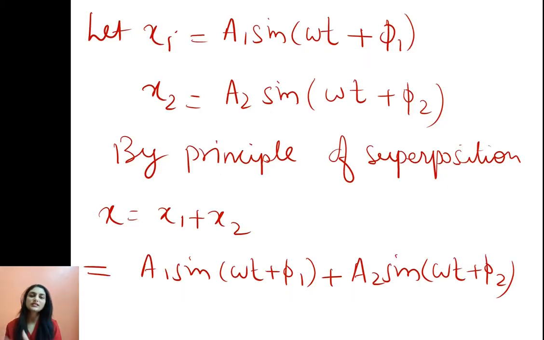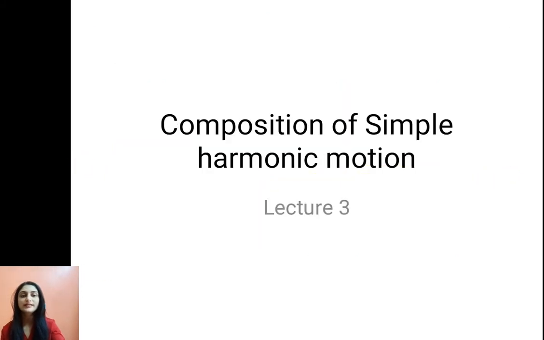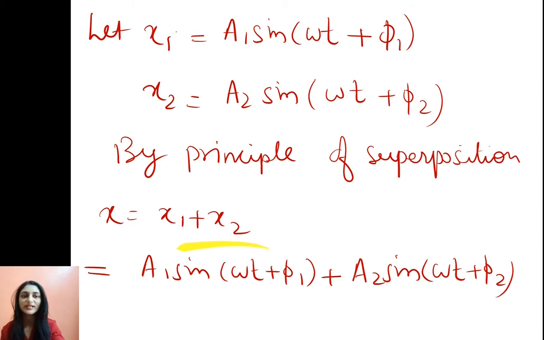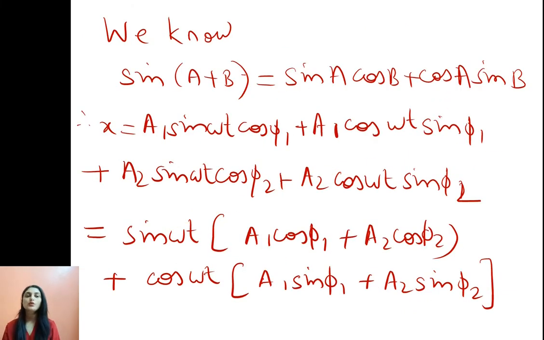Let us consider the equations of the two SHMs as x1 equals a1 sin(omega t plus phi 1), x2 equals a2 sin(omega t plus phi 2). By the principle of superposition, the resultant displacement x equals x1 plus x2. Substituting the values of x1 and x2, we get a1 sin(omega t plus phi 1) plus a2 sin(omega t plus phi 2). We know the formula sin(a plus b) equals sin a cos b plus cos a sin b. So x equals a1 sin omega t cos phi 1 plus a1 cos omega t sin phi 1 plus a2 sin omega t cos phi 2 plus a2 cos omega t sin phi 2.